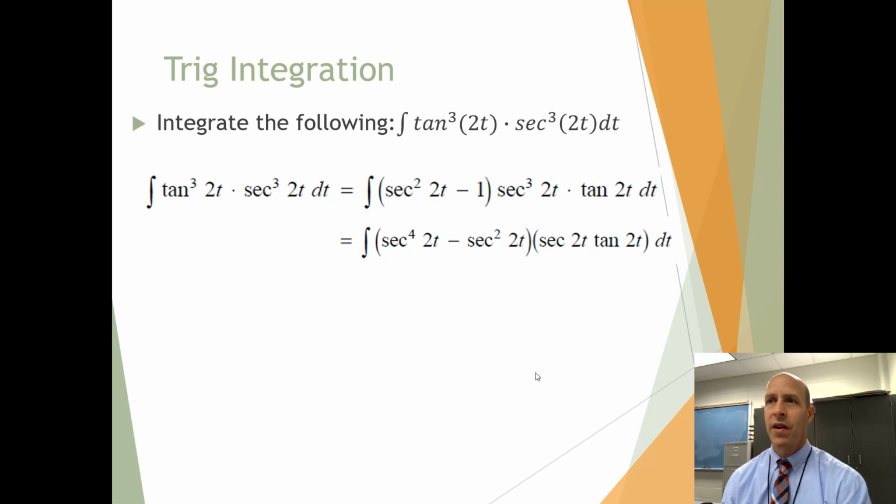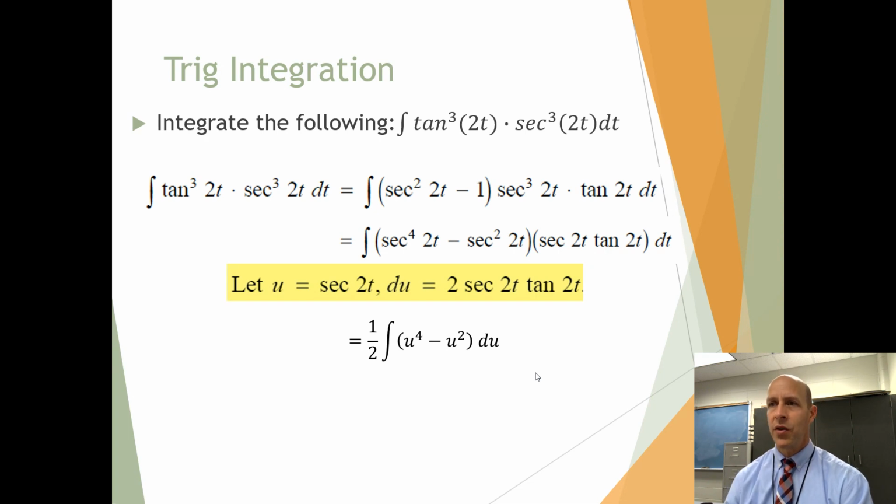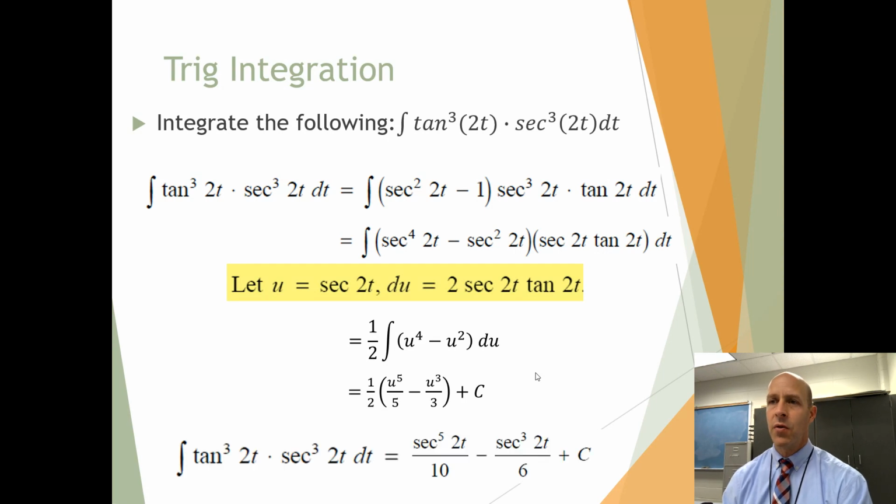And then, of course, the derivative of secant 2t is 2 secant 2t, tangent 2t, dt. I accidentally cut off the dt. Anyways, this integral then becomes 1/2 the integral of u to the fourth minus u squared du. So this integral has magically changed into this u sub integral. We can integrate that using our power rule, and then we just need to substitute our values back in, and we get the following for our answers: secant to the fifth 2t divided by 10 minus secant cubed 2t over 6 plus c.